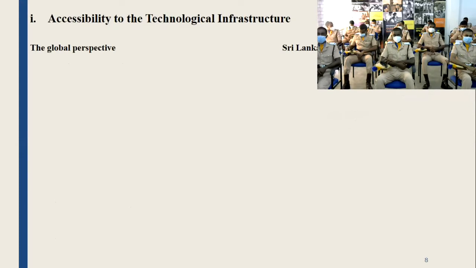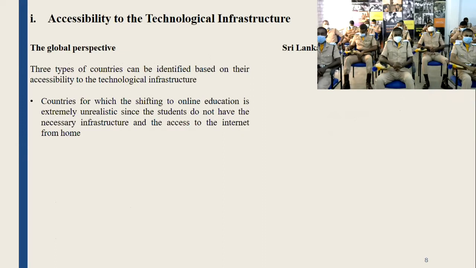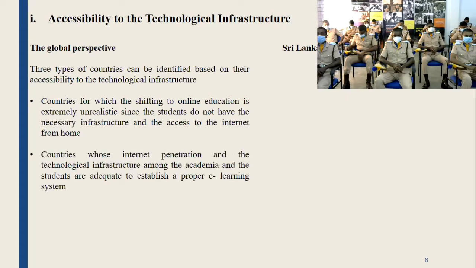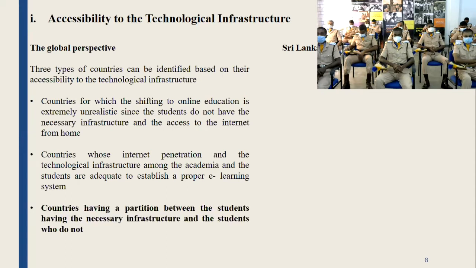Moving on to the first one, the accessibility to the technological infrastructure. In the global perspective, the International Association of Universities has found three types of countries based on the accessibility to the technological infrastructure. The first group is the countries for which shifting to online education is extremely unrealistic because the students do not have the necessary technological infrastructure. The second group is the countries that have no issue in shifting to the online education system because they have a proper internet connection and necessary technological infrastructure. The third and most common group is the countries which have a partition between the students who have the necessary infrastructure and those who do not. So undoubtedly, Sri Lanka falls under this category.